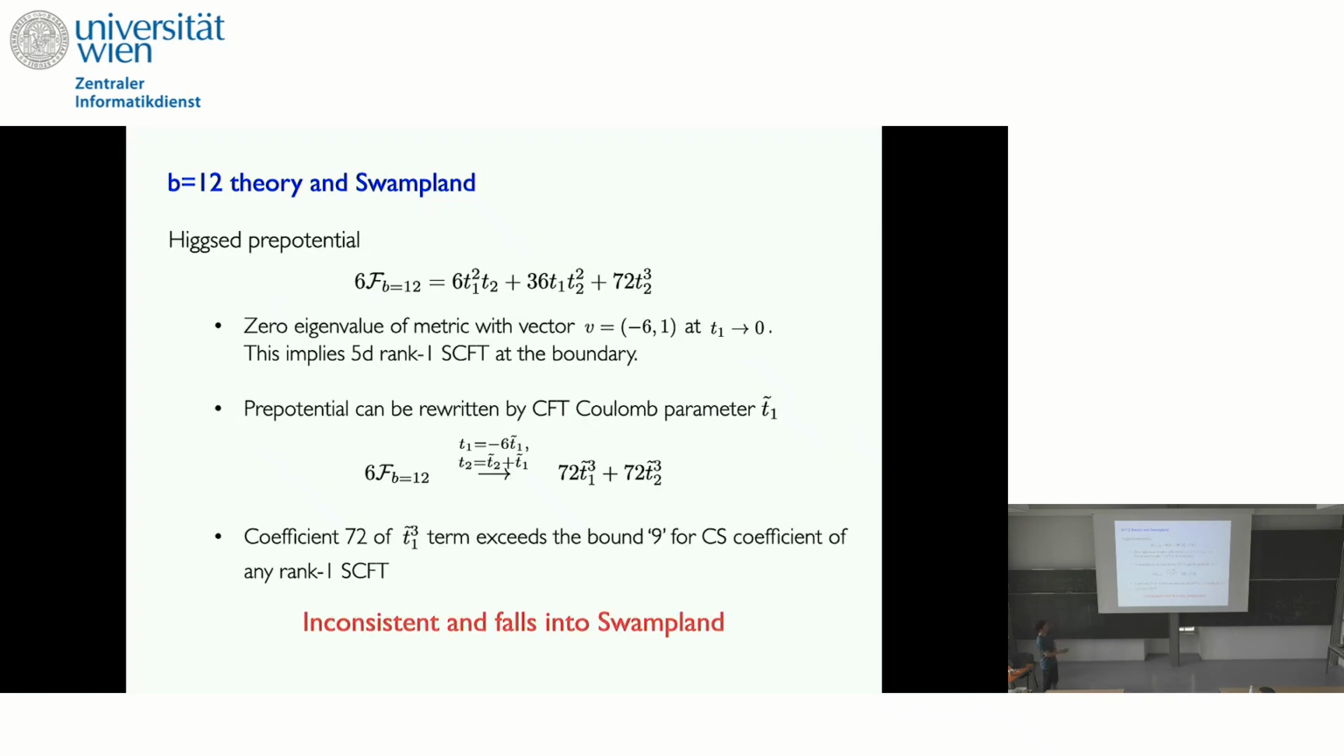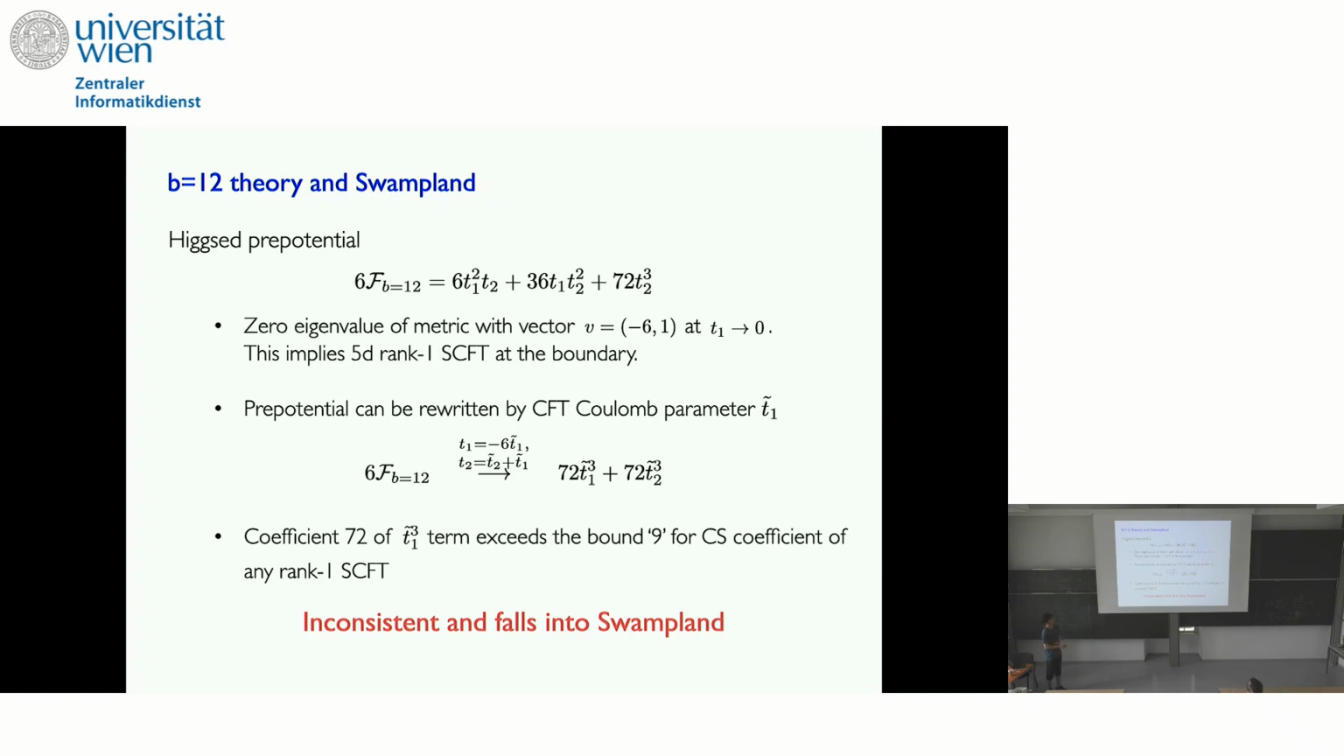And you can compute the metric on the Coulomb branch. In particular, at the boundary where T1 vanishes, the metric has a 0 eigenvalue with the vector (-6, 1). And this 0 eigenvalue tells us the Kahler parameter for the CFT at the boundary. Then you can read off the cubic coefficient for the CFT at the boundary. And from this computation, the coefficient is 72. But this 72 is far beyond the bound 9 of any known, any classified 5D rank 1 SCFTs.